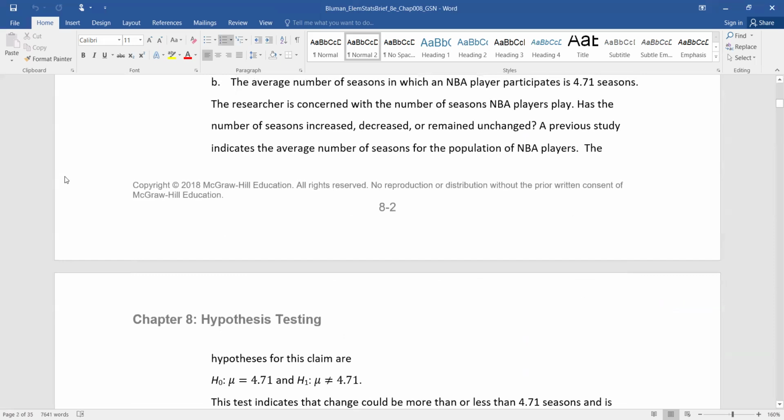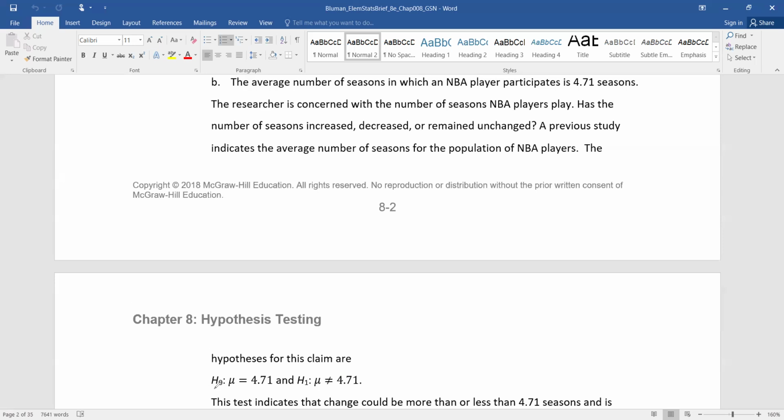All right, so on part B, it says the average number of seasons in which an NBA player participates is 4.71. So this, again, you're basically stating that the null hypothesis is 4.71. And for it to not be 4.71, your alternative hypothesis would be not equal to 4.71. So again, whatever they say the average is, we're stating that the null hypothesis will always be that. And you can kind of see that here.